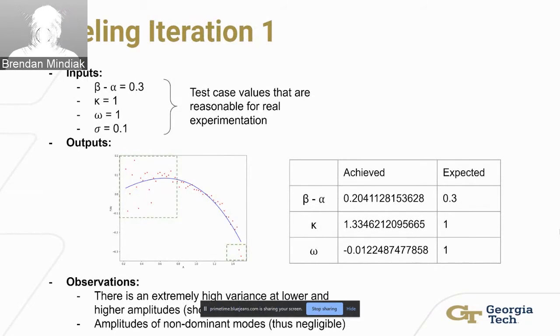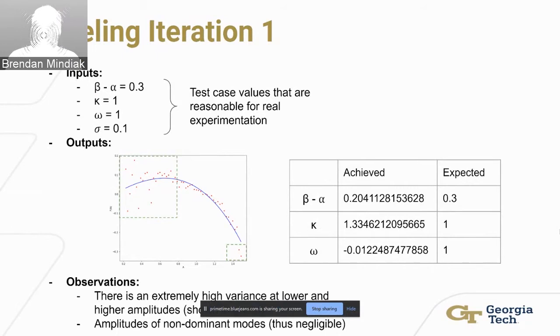They're reasonable for an experimental setup, and we outputted this plot and those combustion parameters. As you can see, the expected parameters are also the inputs, and we achieved parameters that didn't quite match what we expected. And this can be explained by this region of the plot. We have our regression line in blue, which is a really good fit for our data. The data was plotted directly. But at lower amplitudes, we see that there is a much higher variance. And we believe this was the result of, at these amplitudes, not noticing a dominant mode of oscillation.